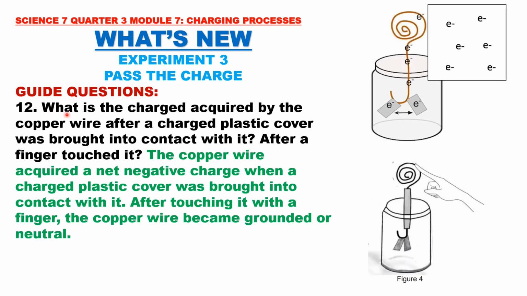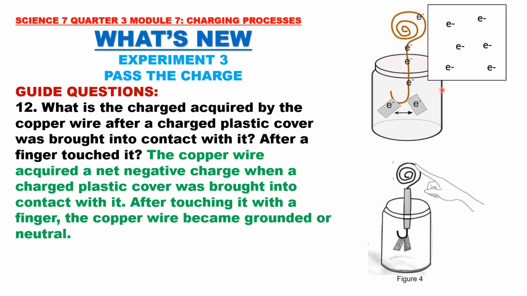Next, number 12. What is the charge acquired by the copper wire after a charged plastic cover was brought into contact with it, after a finger touched it? So, the answer, the copper wire acquired a net negative charge when a charged plastic cover was brought into contact with it. After touching it with a finger, the copper wire became grounded or neutral.